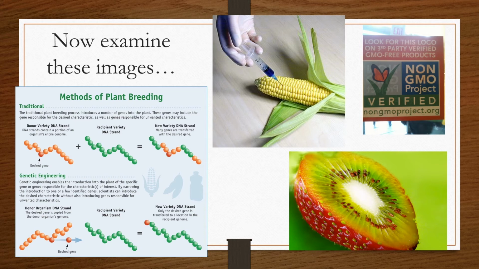And the fourth image on the top right is a logo that you may have seen on certain foods that would allow consumers to know that what they're buying does not contain any genetically modified organisms. Why might this be important? Why is it important that consumers know this, and what does that suggest about genetic modification of food?